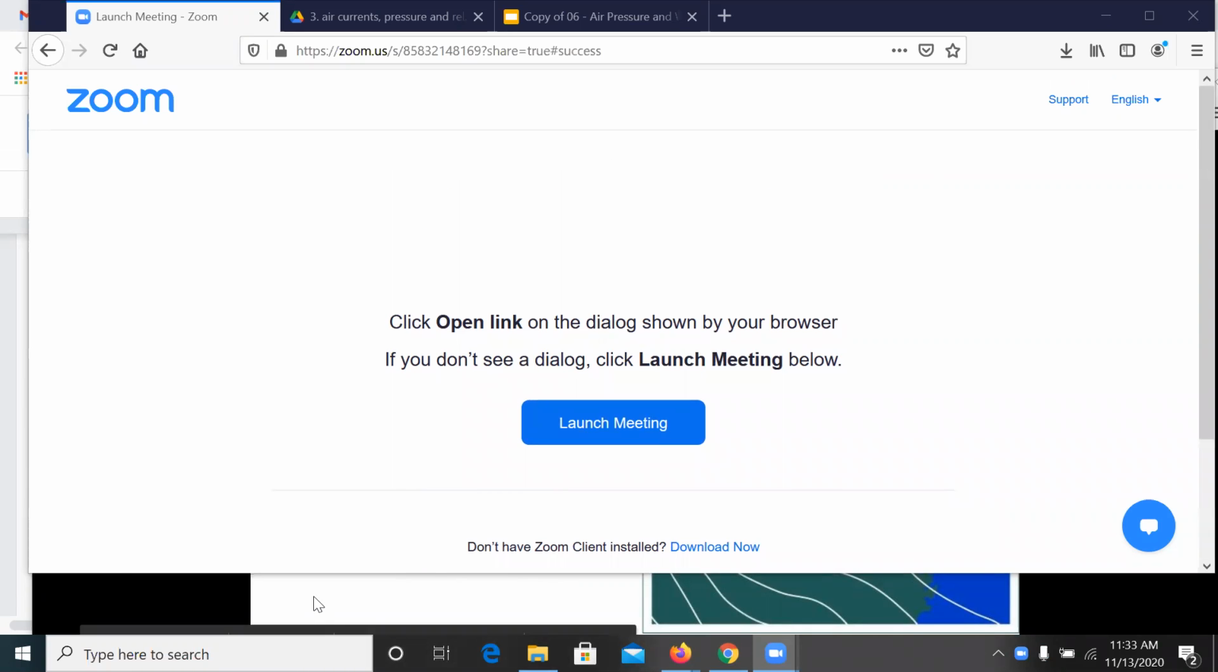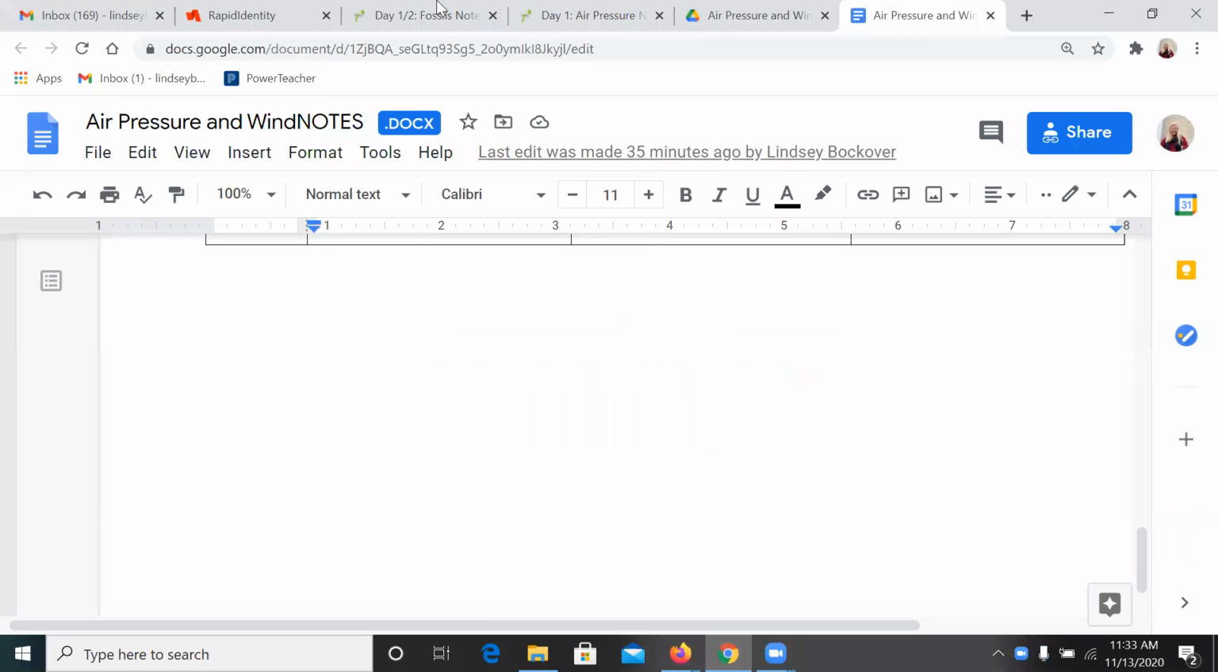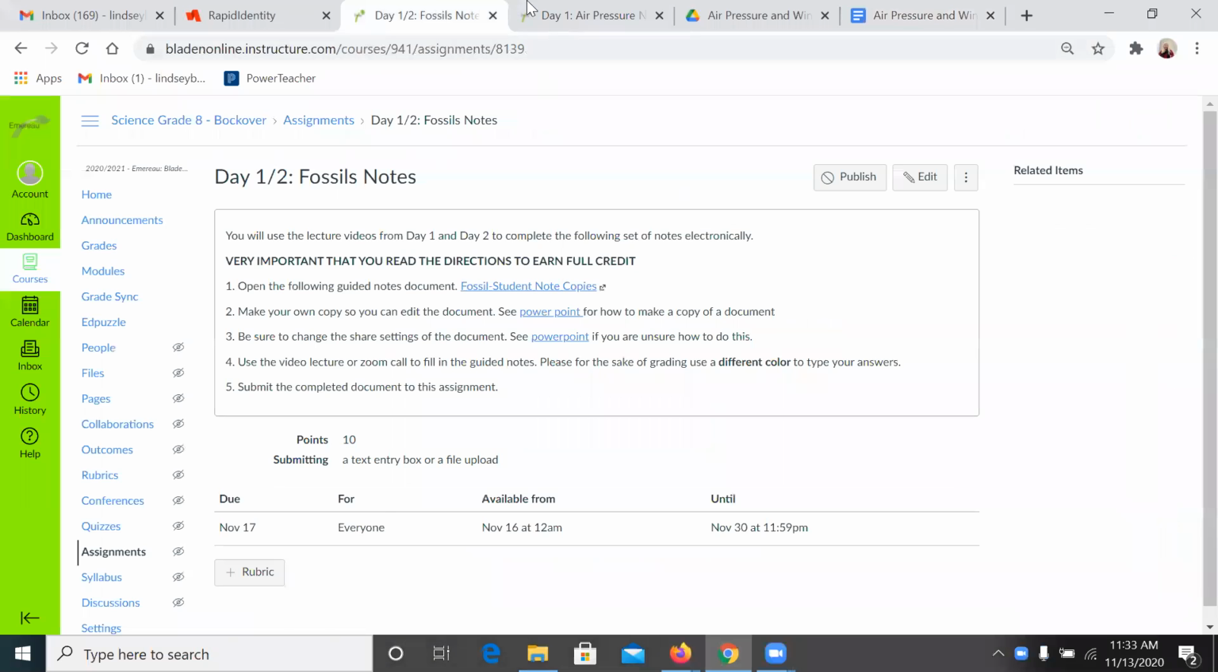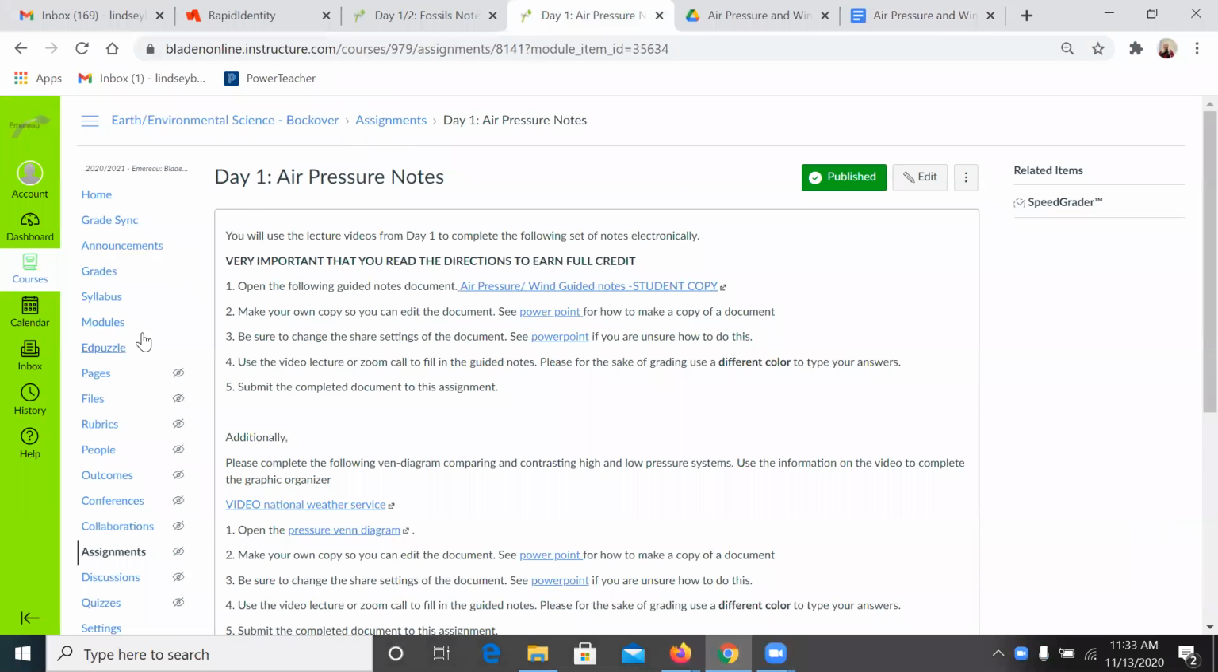All right, so here is our lecture all about air pressure. Here's how you're going to do your notes. You're going to go into Canvas. You will find in your modules for today, you've got this assignment right here. Again, this is found in modules. You're going to open the following guided notes.